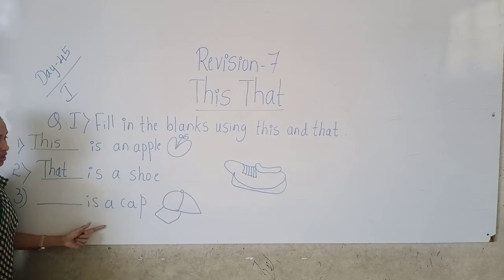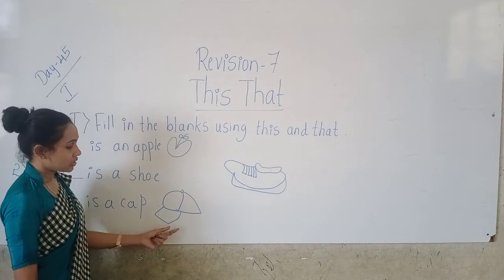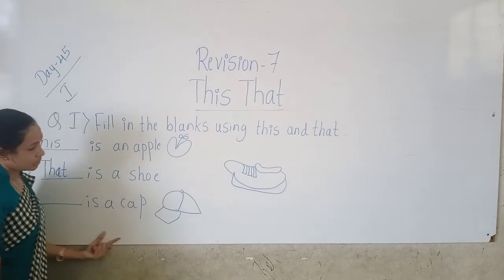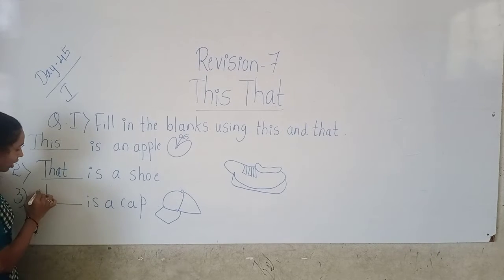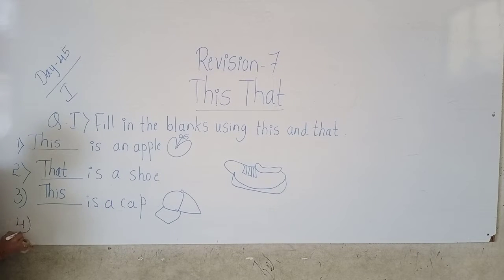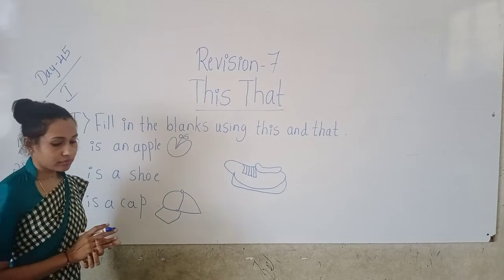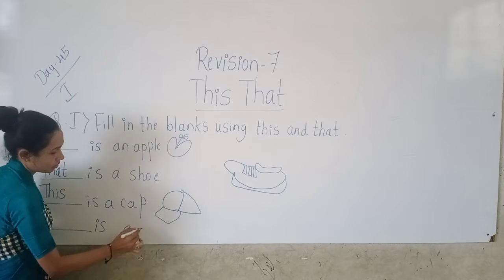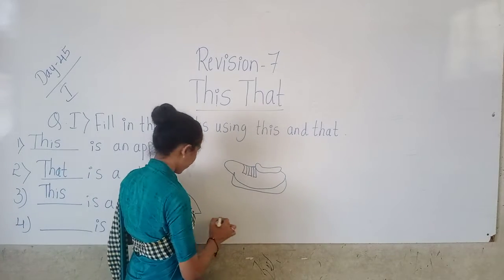Let us move to the third one. What is this? This is a cap. So is it near or far? Yes, it is near. So what should we write here? This is a cap. Let us move to the fourth one. Dash is a frog.